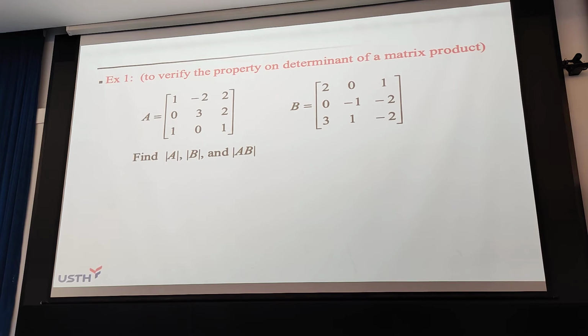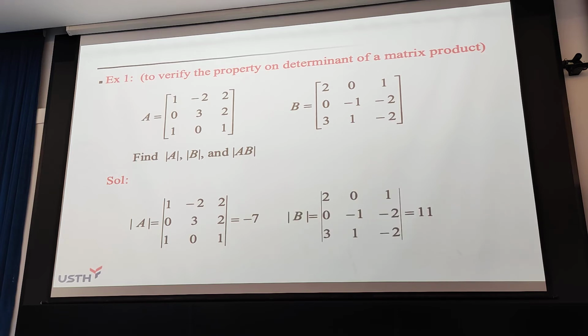And here are examples for you to verify. You can verify the first property, that the determinant of the product of two matrices equals the product of the two determinants. So given A and B like that, let's continue then. You can verify that the determinant of A equals minus 7 and the determinant of B equals 11.